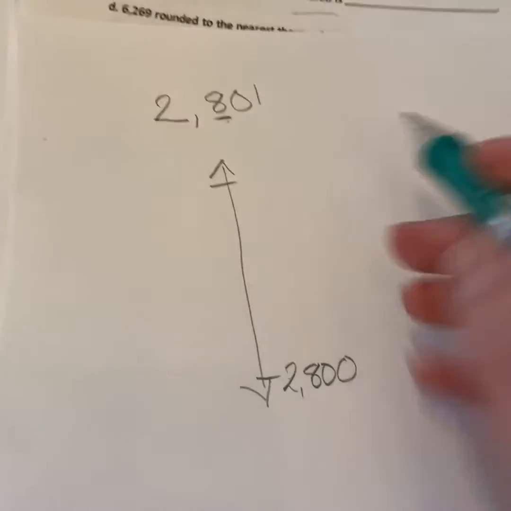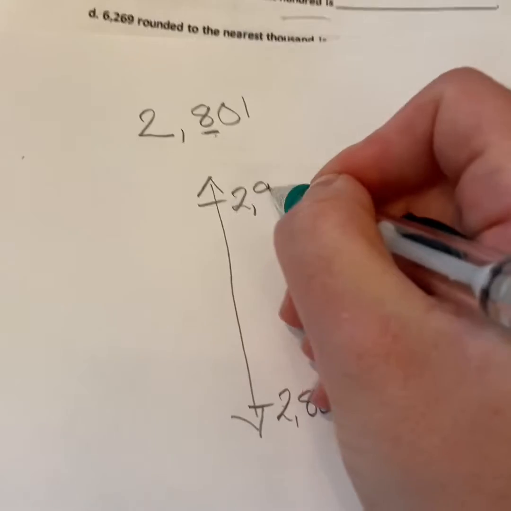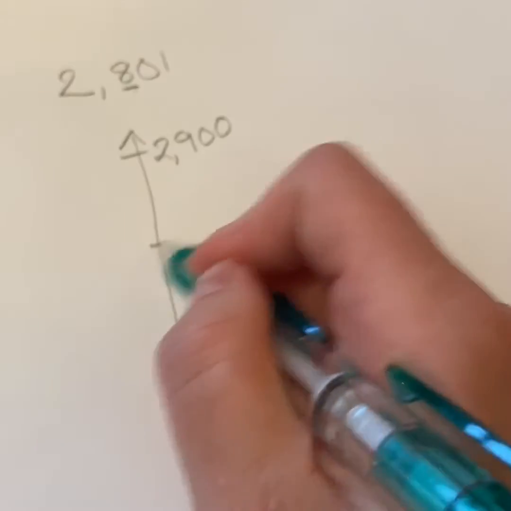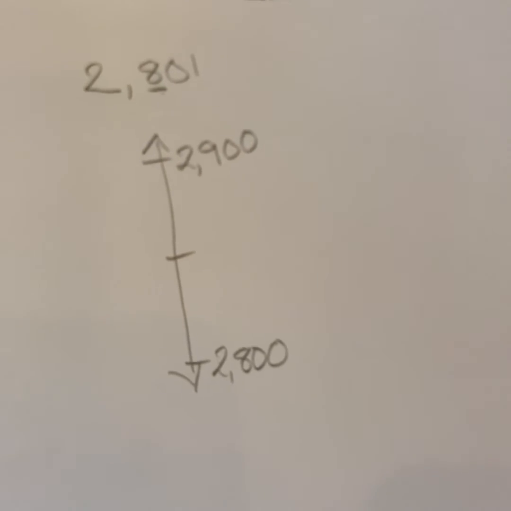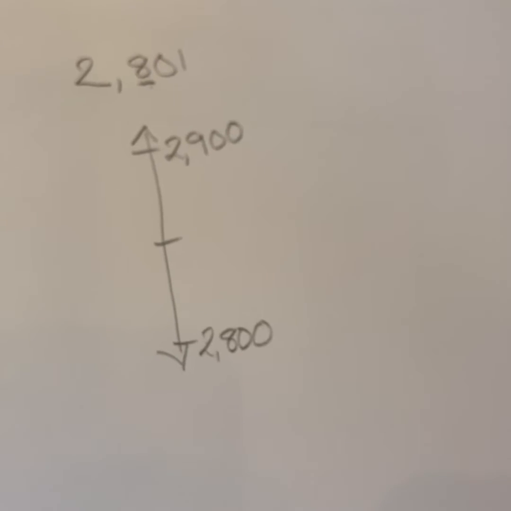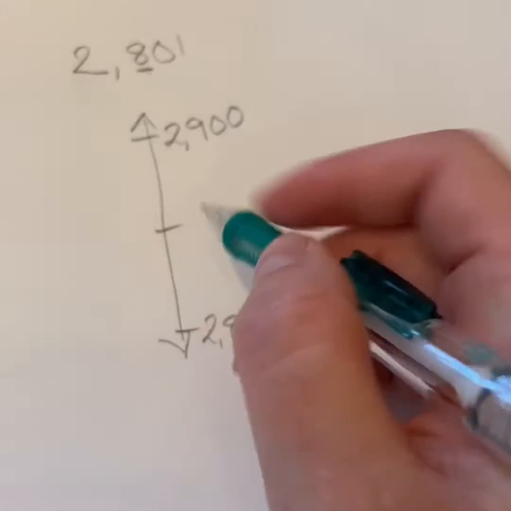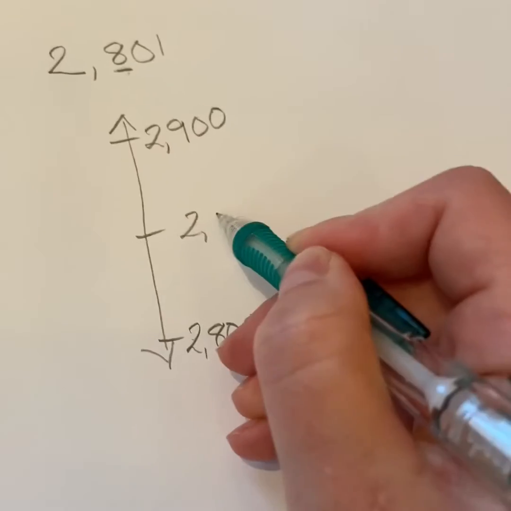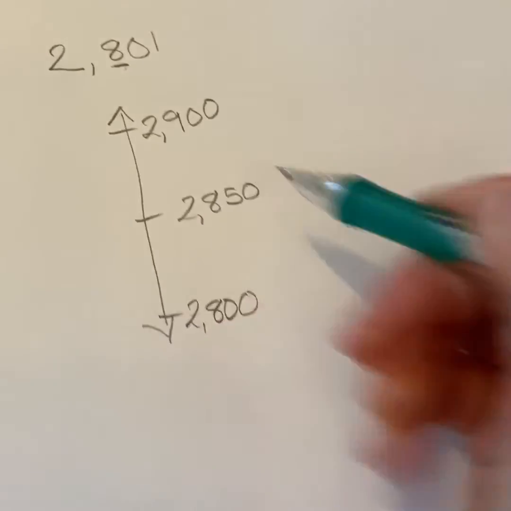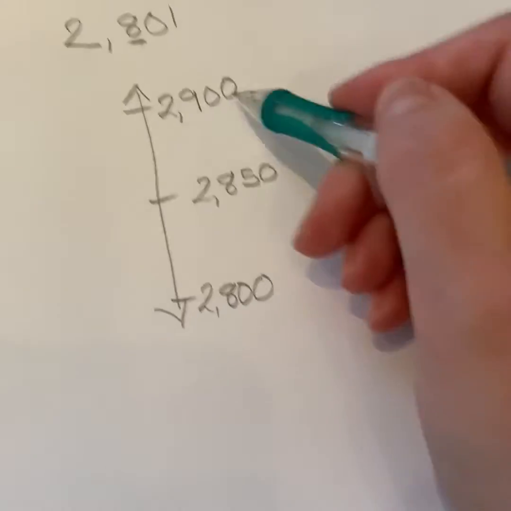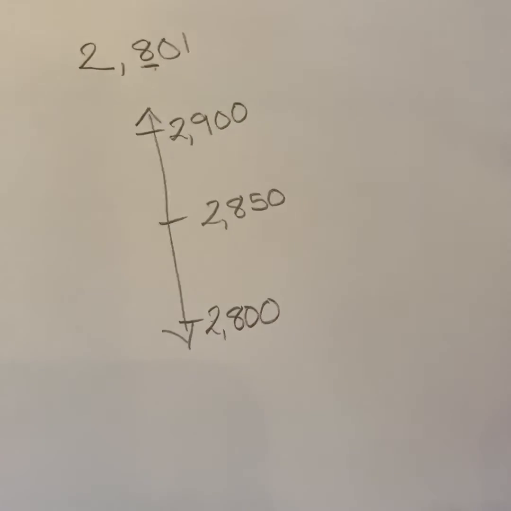So I'm going to add on 100, and that makes 2,900. My midpoint, well, if I think of what's half of 100, half of 100 is 50, so it's going to be 2,850 because I'm just adding 50 on. Another 50 would get me to 2,900.